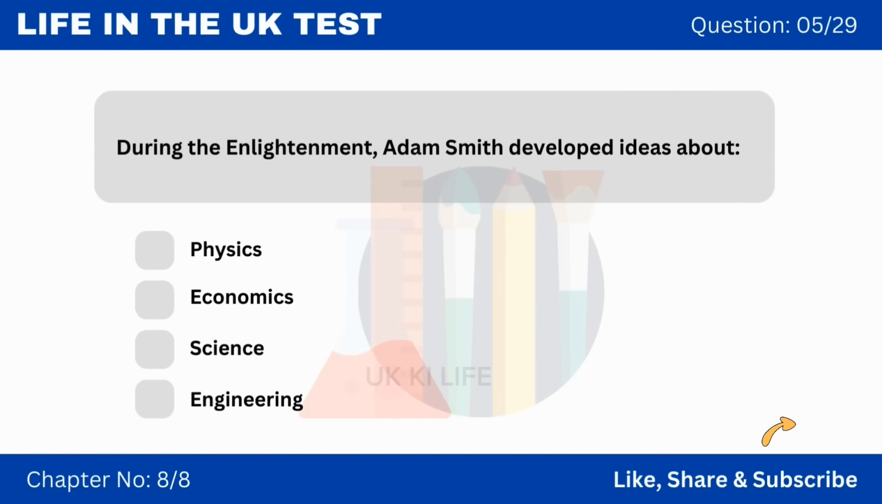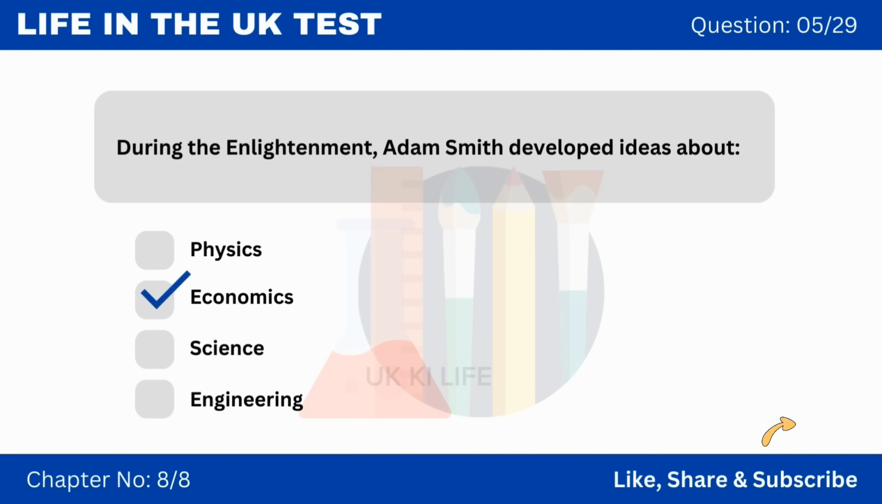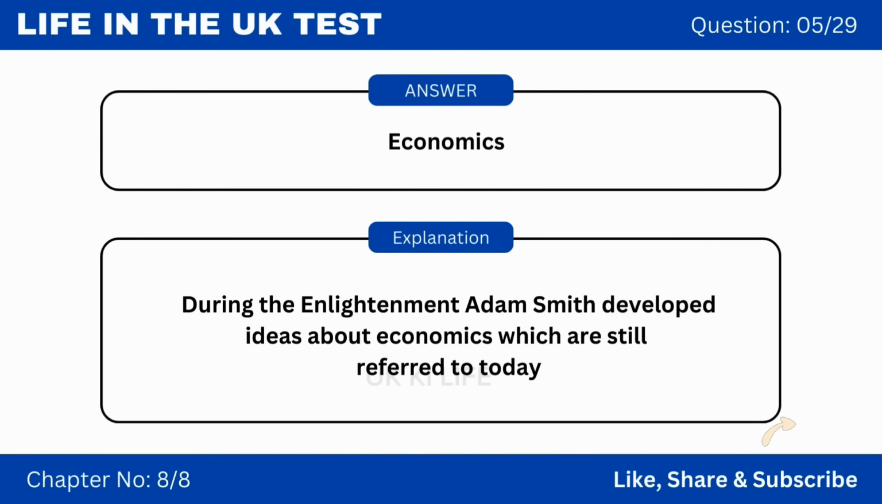Question 5. During the Enlightenment, Adam Smith developed ideas about physics, economics, science, engineering. The correct option is B. Explanation. During the Enlightenment, Adam Smith developed ideas about economics which are still referred to today.